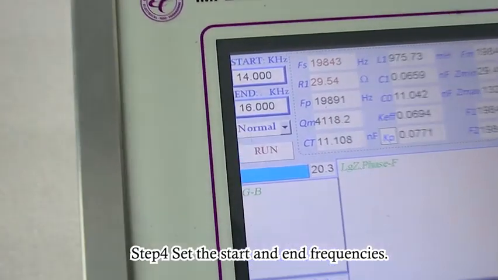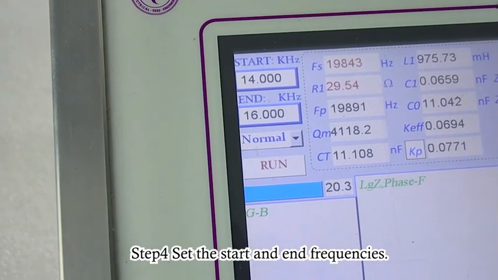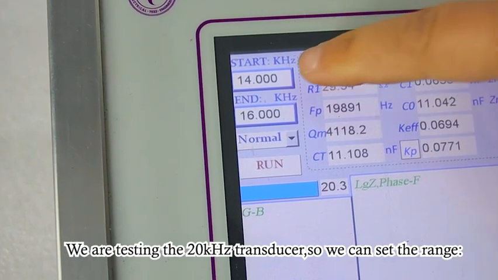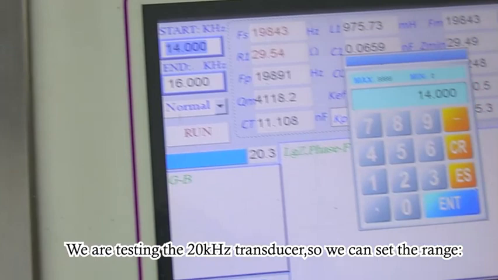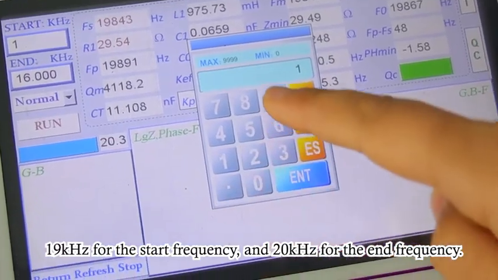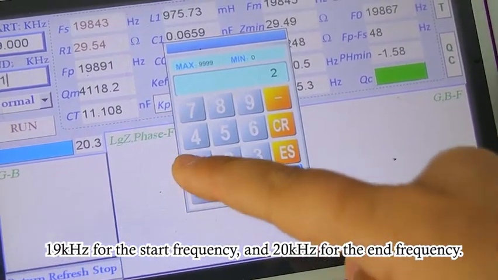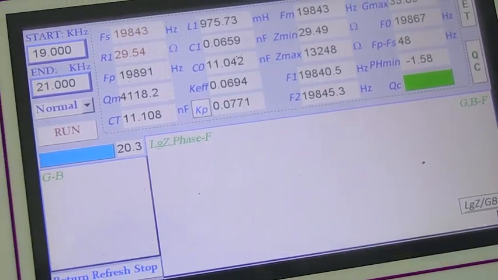Step 4. Set the start and end frequencies. We are testing the 20 kHz transducer, so we can set the range, 19 kHz for the start frequency, and 21 kHz for the end frequency.